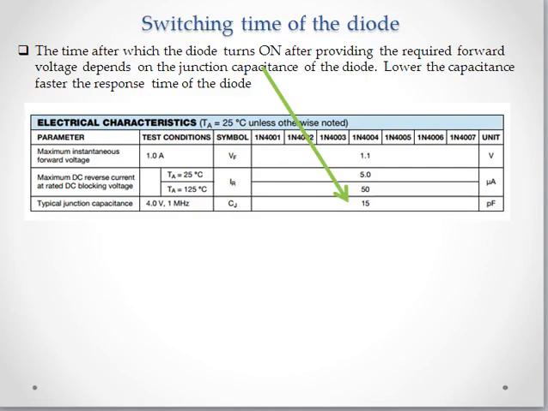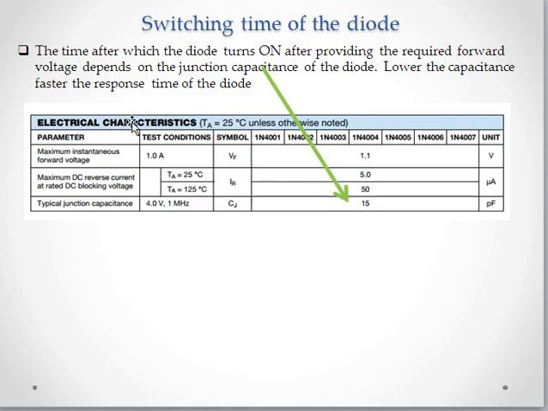Now if we go further, there is one more characteristic called the switching time of the diode. Let us assume that I have given 5 volts at the input, and we have seen that there must be a 1.1 volt drop, and we should see an output of 3.9. But the question is, how much time does it take for the 3.9 output to come? The time taken for the output to appear after the input is applied is called the switching time of the diode.